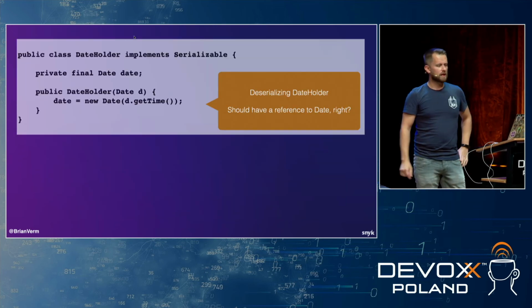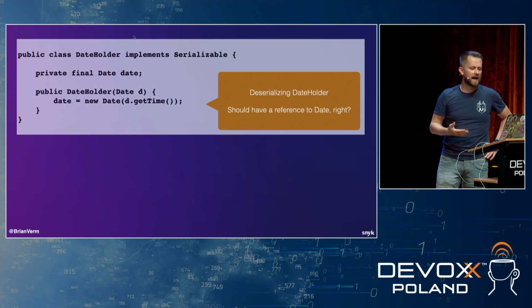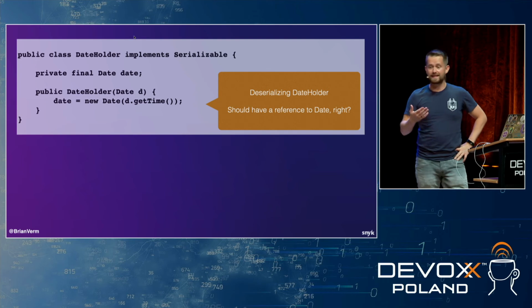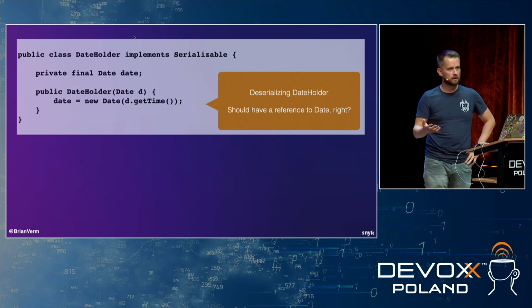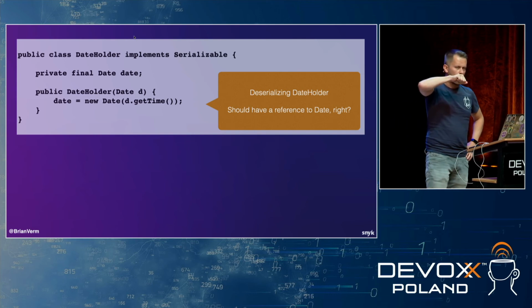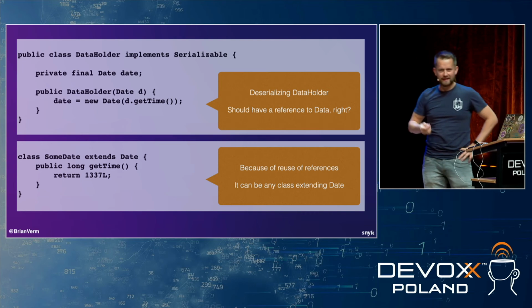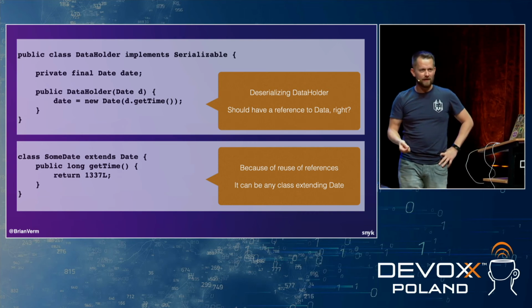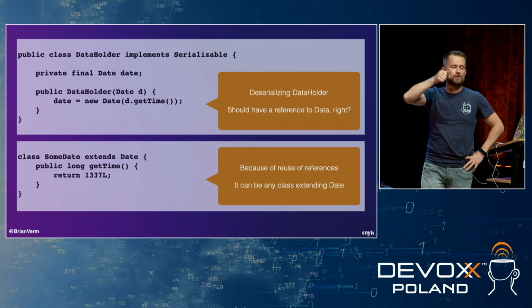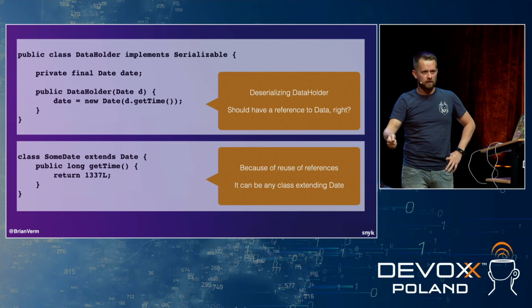So if we have a serialized object like this, you probably think, okay, if we deserialize, it should have a reference to date holder, or to date. Well, that's not particularly true, because it uses a weird form of reflection. We can also implement a class that extends date. If that is already in the chain because it reuses the references, something totally weird can happen.